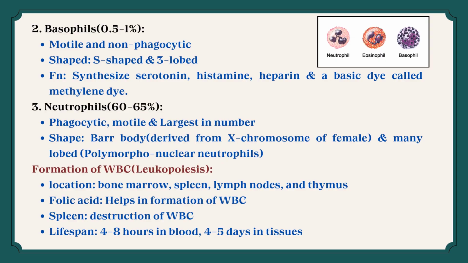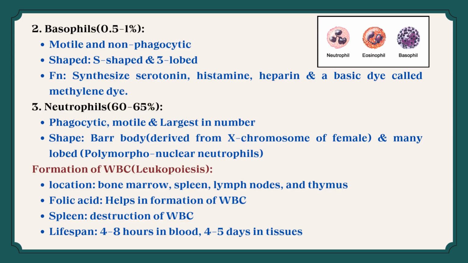Basophils constitute about 0 to 5% of the WBC. They are motile and non-phagocytic. The nucleus is S-shaped and has 3 loops. The main function of the basophil is to synthesize serotonin, histamine, and heparin, and it also takes up a basic dye called methylene blue.